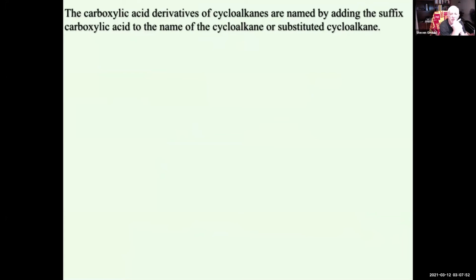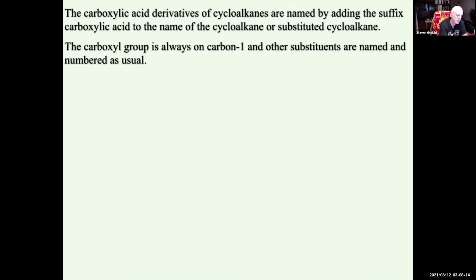Carboxylic acid derivatives of cycloalkanes are named by adding the suffix carboxylic acid to the name of the cycloalkane or the substituted cycloalkane. Remember, cycloalkanes are ring structures. And we're going to add those at the end of the name. At the number 1 position is going to be our carboxylic acid group. So the carboxyl group is always carbon number 1, like always. So our C double bond O group is always going to be number 1. And the other substituents are named and numbered to give them the lowest possible number, just like we normally would.